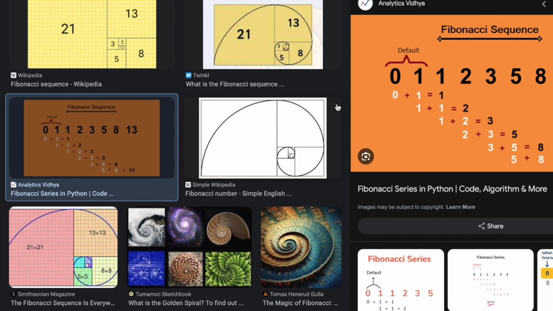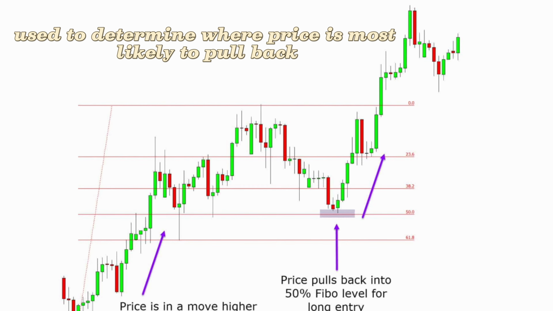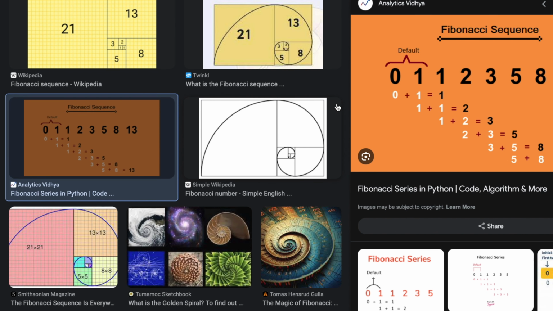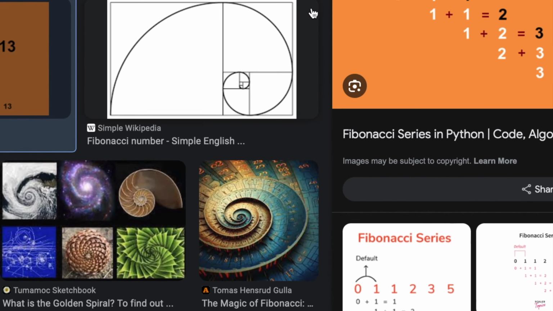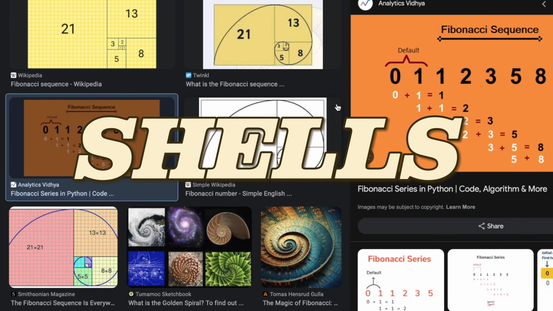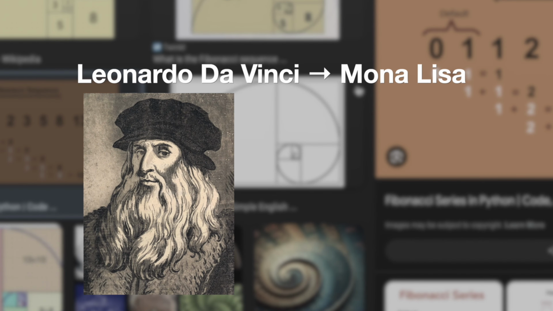But on the Forex market, Fibonacci retracement tool is used to determine where price is most likely to pull back before it continues in its intended direction. The Fibonacci sequence ends up forming a spiral sequence that can be found when you look at flowers, shells. And fun fact, this was also used by the renowned artist Leonardo da Vinci to draw the Mona Lisa.